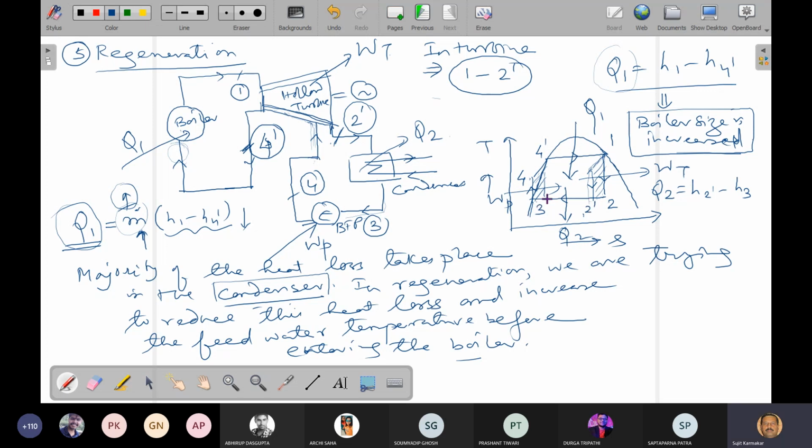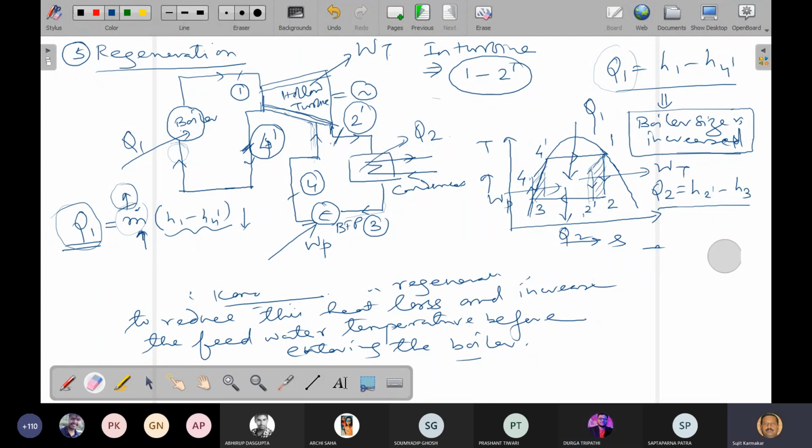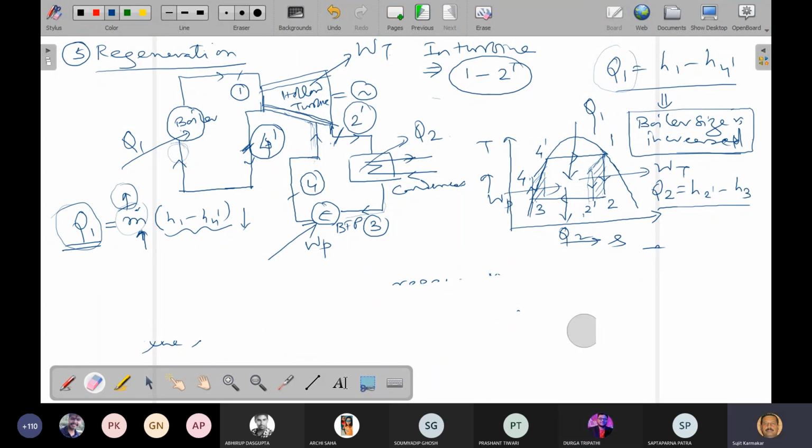Now it is 2 dash to 3. Yes, sir. So what about the condenser size then? Sir, it should decrease. Yes. So here you please note it down. So here I am writing it here.